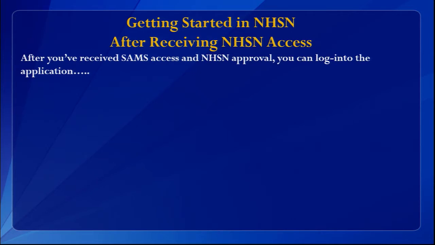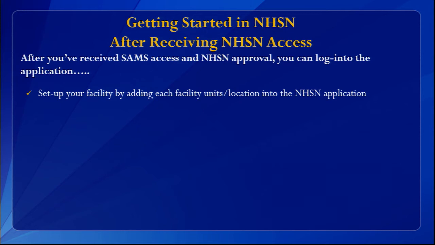Once you receive your SAMS access, once you've been SAMified and you have that SAMS grid card and you have NHSN approval, you are ready to log in and begin reporting. But before you can start reporting events, there are a few more things that you have to do. First, you have to set up your facility by adding the units within the facility. This is very important. We do get a fair share of questions about this.